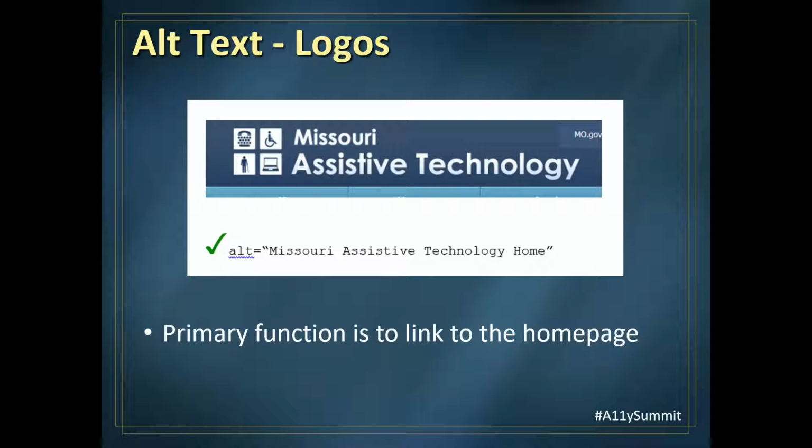So in this implementation, we've integrated a logo for a particular site, but in context, we don't need to make call to the logo. So in this case, we're repeating the text, and since it's a header, we're going to also put Missouri Assistive Technology Home, since the purpose of it is typically to get you back to the home page as part of the overall navigation of the site.